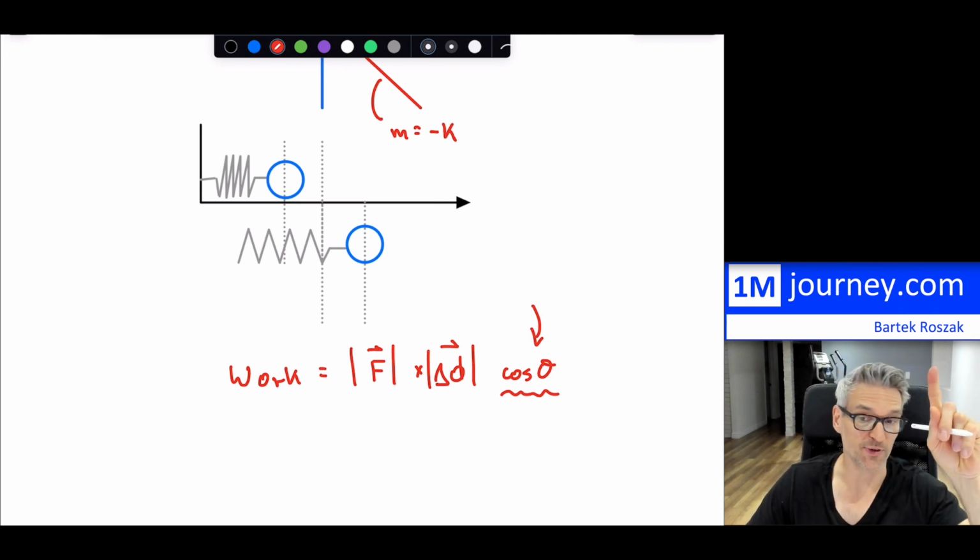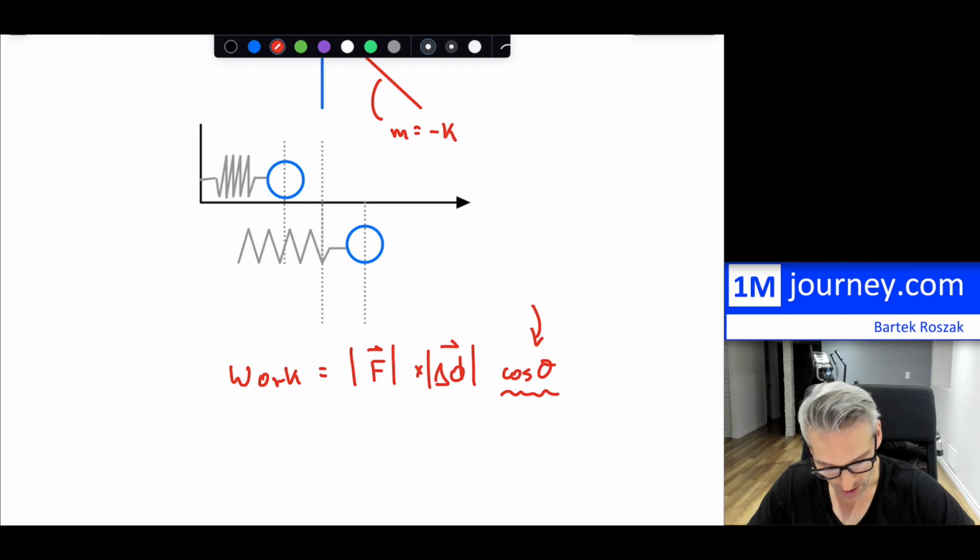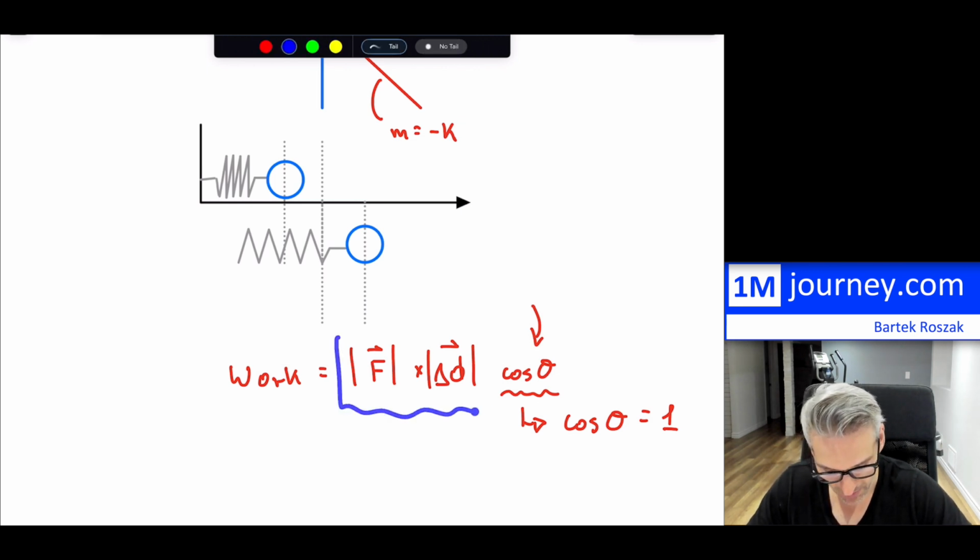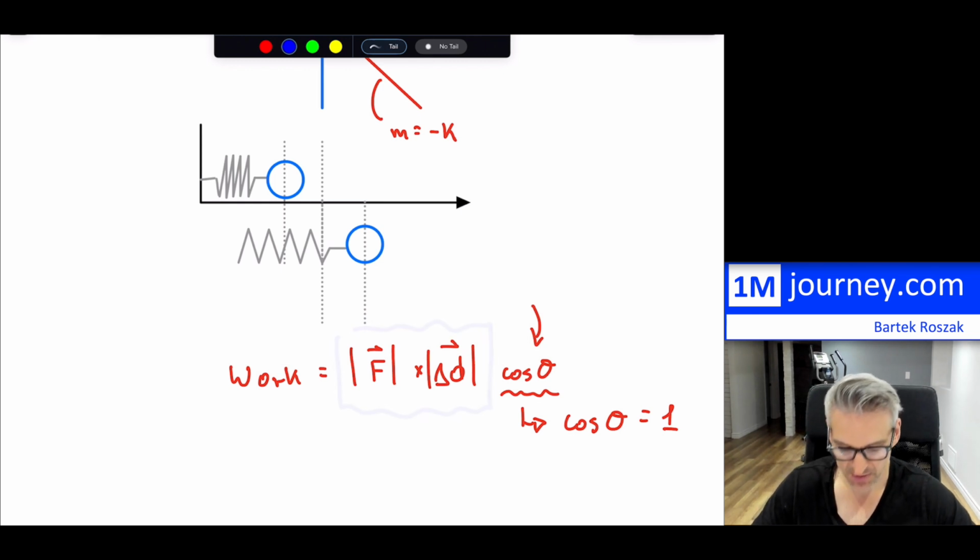I'll put up a link if you forgot about work. I'm going to assume that if you're studying this, you've already studied work in the past. Well, the angle between the displacement and the force is 0, so therefore cos is just equal to 1. And all I have for work is just my force and my displacement.